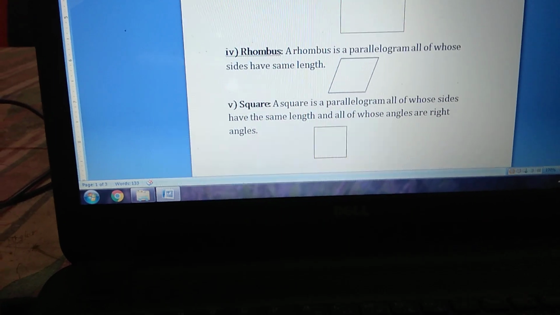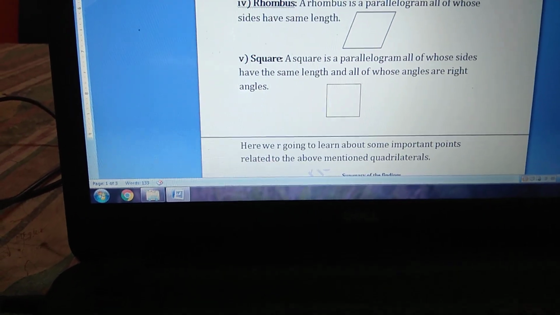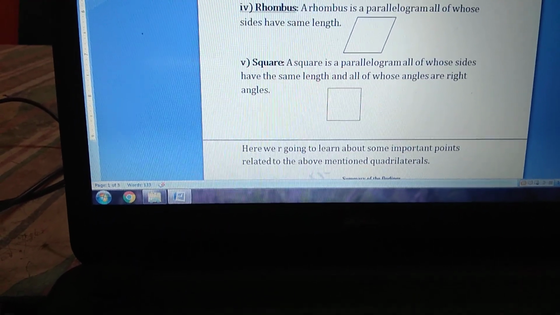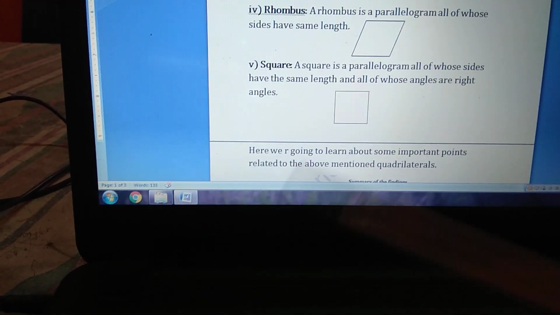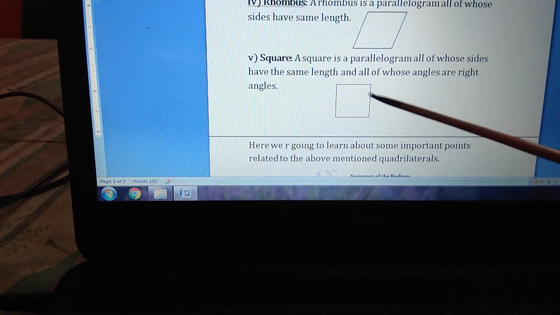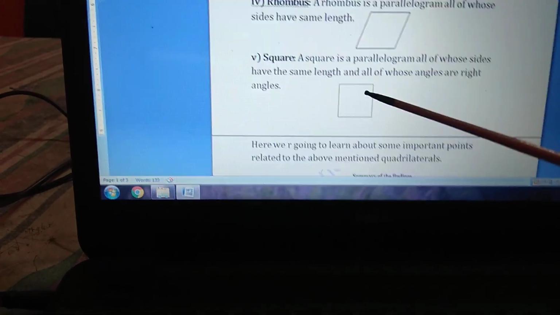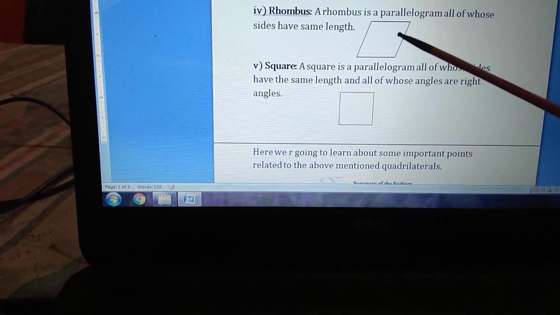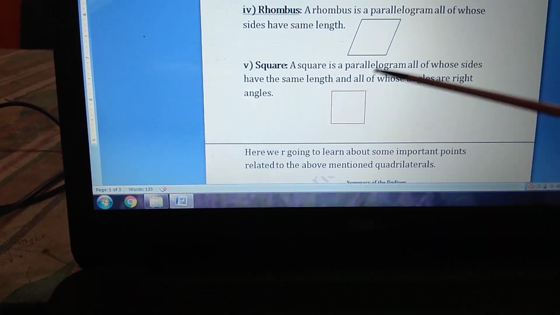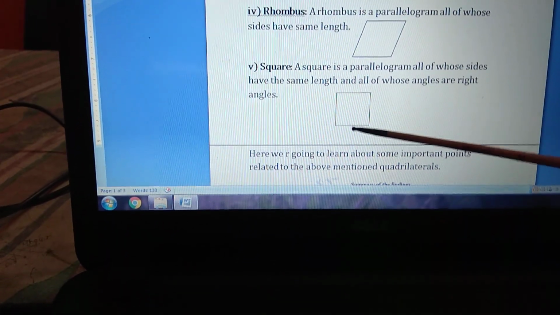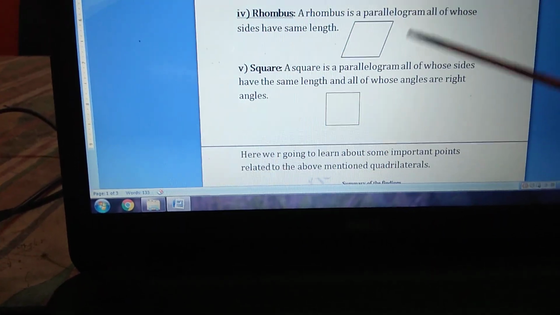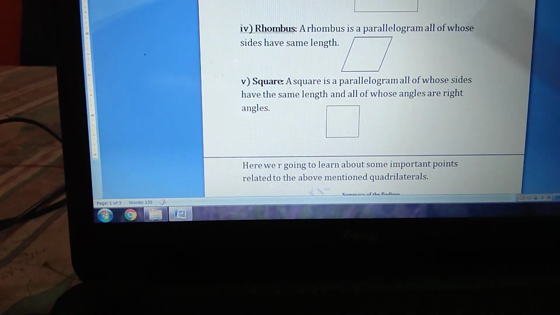Next go to square. A square is also a parallelogram whose sides have the same length and all the angles are at right angle. So this and this are almost the same. Here all sides are equal and all its angles are 90 degrees. So the difference between rhombus and square is, in rhombus all its angles are not 90 degrees, but in square all its angles are 90 degrees. So these are the 5 types of quadrilateral.